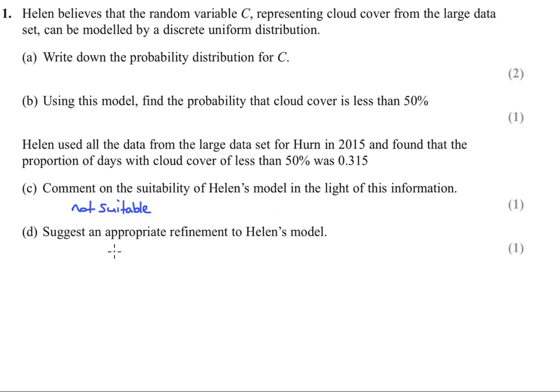And part D says to suggest an appropriate refinement. So if it's not suitable to have a discrete uniform distribution, why don't we change it to a non-uniform one, which might be based on the months of the year, or the season, or whatever we choose to base it on. So it would be reasonable to think that, say, you're going to have less cloud cover in the summer compared to the winter. So you're not equally likely on any day of the year to have the same cloud coverage, which is what they're trying to get at in this question. But you just had to say for this one to use a non-uniform distribution.